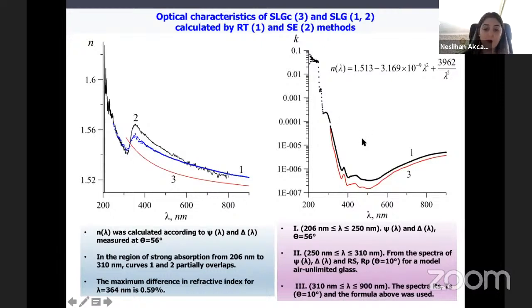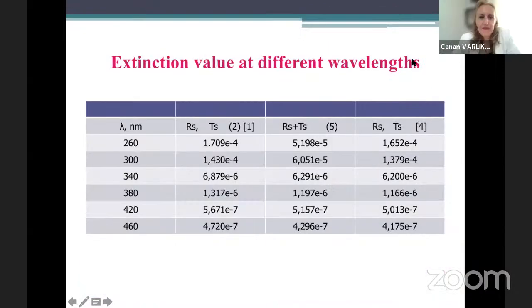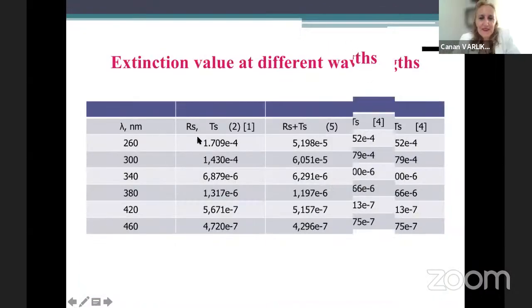As you see, this formula was derived by Rubin et al. Here you see a table which includes the.